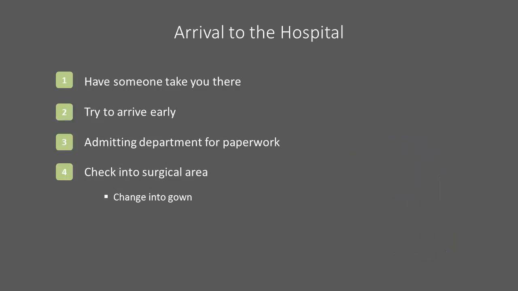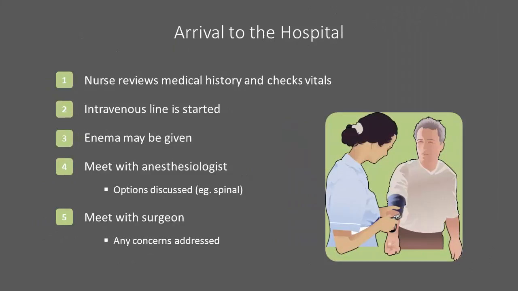On the day of surgery, have someone drive you to the hospital and try to arrive early. You will likely first go to the admitting department and have some paperwork done to check you into the hospital. You will then be checked into the surgical area, where you will change into a special hospital gown and meet with a nurse. The nurse will review your medical history and check your vital signs, including your blood pressure, pulse, and temperature. An intravenous or IV line will likely be started, through which you will receive fluids and later medications. An enema is given in some centers where the bowel prep is not taken the day before.